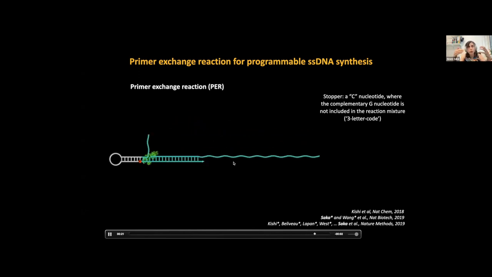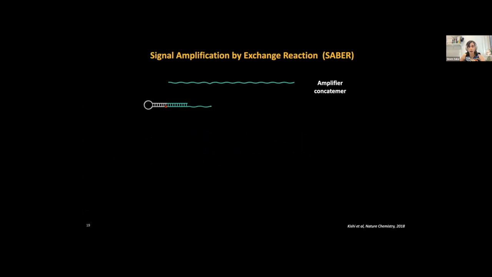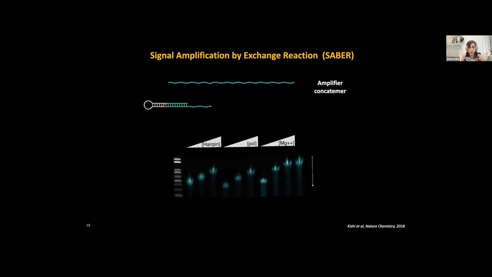So you can use it for also creating complex structures, but initially we've been using this for creating long concatemers, which we can use as amplifiers later on. So this way we can create this amplifier concatemer that we use for in situ signal amplification. In this approach, we call it signal amplification by exchange reaction, or in short, SABER. The neat thing about this is that we can really create concatemers of predefined sizes because the reaction is really easy to control.